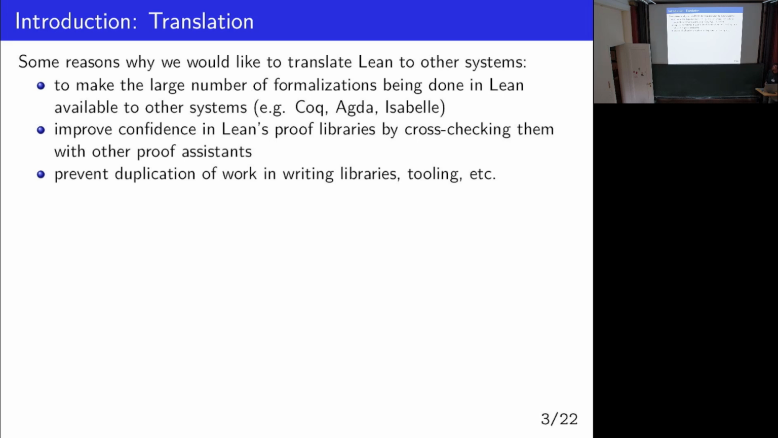So some reasons why we'd like to translate between proof systems, specifically with respect to Lean, is that Lean has a lot of formalizations, so we'd like to make all those formalizations available to other proof assistants. And we'd like to improve our confidence in Lean's proof libraries by being able to port those proofs to other proof assistants and checking that they are able to type check. And lastly, we'd like to prevent duplication of work in writing libraries for mathematics and programming between proof assistants.